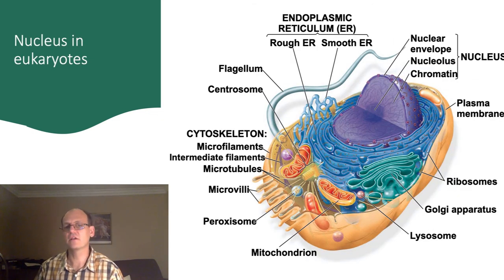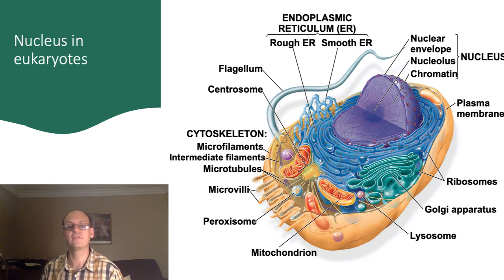Okay, let's look at eukaryotes, which have a much more complex internal structure. The most obvious feature of eukaryotes is the presence of a membrane-bound nucleus. The nucleus contains the cell's DNA, where it can be kept safe from chemicals in the cytoplasm which could otherwise degrade it. The most prominent feature of the nucleus is the nucleolus.